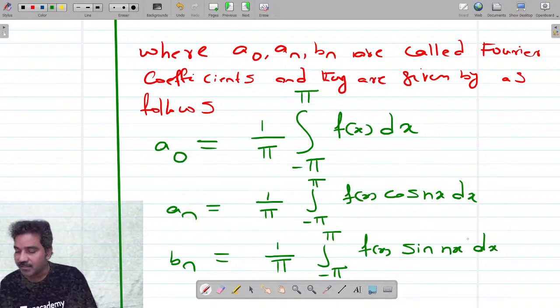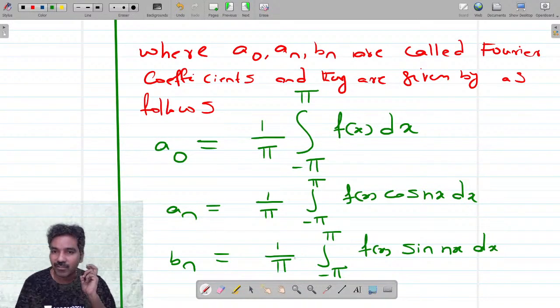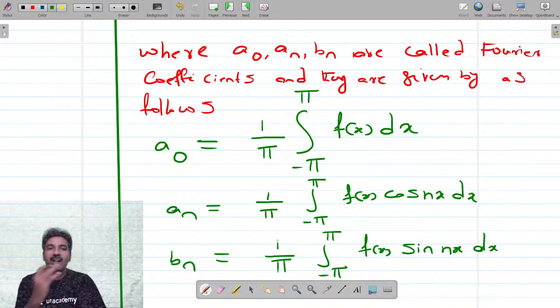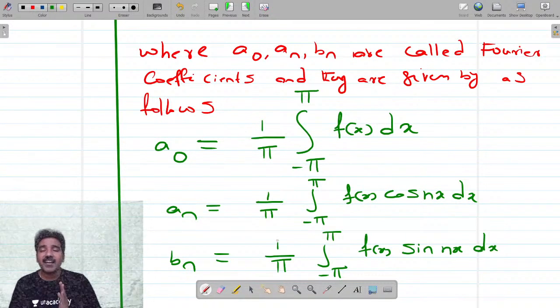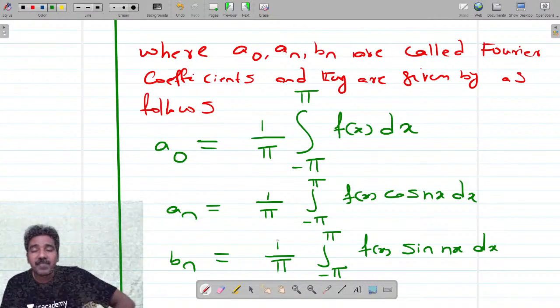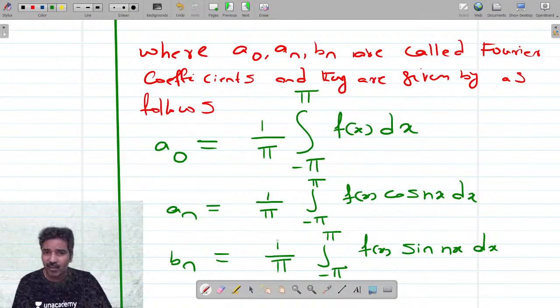Are you following, students? So a naught equals this, an equals this, and bn equals this. The points are clear. a naught is a Fourier coefficient, an is a Fourier coefficient, bn is a Fourier coefficient. For all the expressions, 1 by pi is common. The integral from minus pi to plus pi is common. f of x is part of a naught, an, bn. In case of an, take f of x along with cos nx. In case of bn, take f of x along with sin nx. So these are very important.